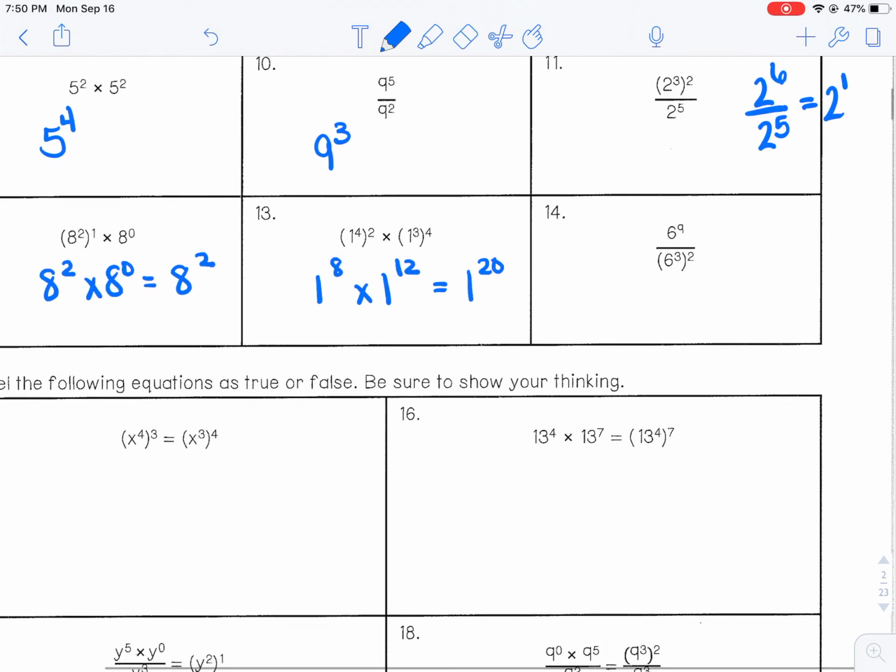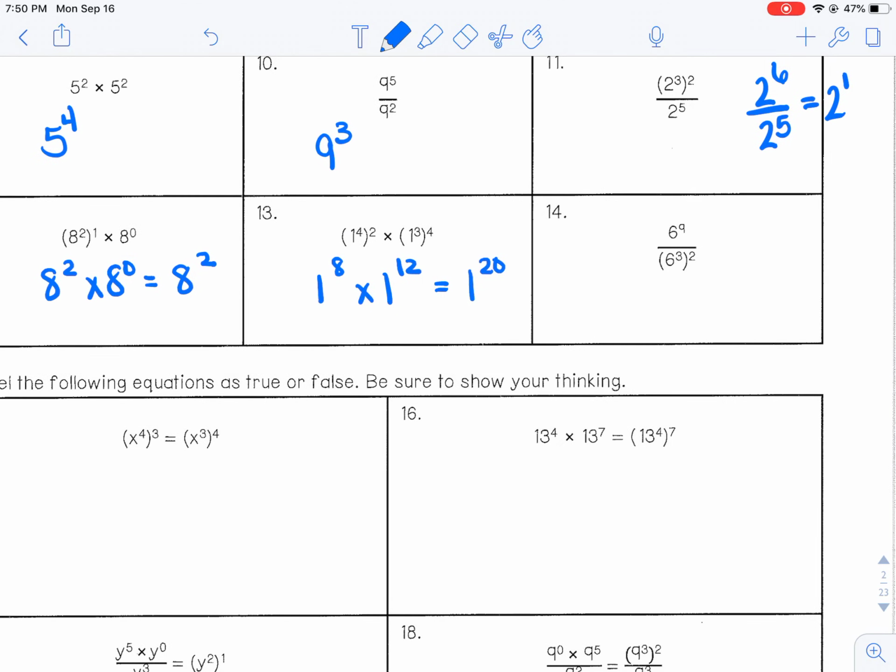And then on the last one, we have 6 to the 9th power in the numerator, so there's nothing to do there. But in the denominator, we do have to use the power to a power rule. So I'm going to keep the 6 to the 9th power. On the bottom, that's going to be 6 to the 6th power because it's a power to a power rule. Okay, subtract those and I get 6 to the 3rd. Hopefully you did okay with those.